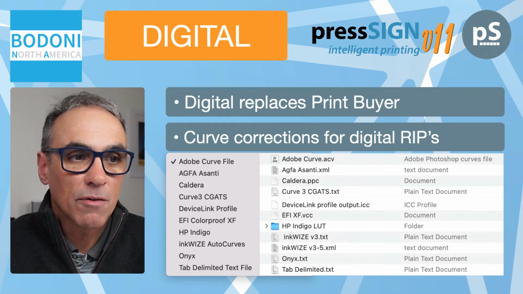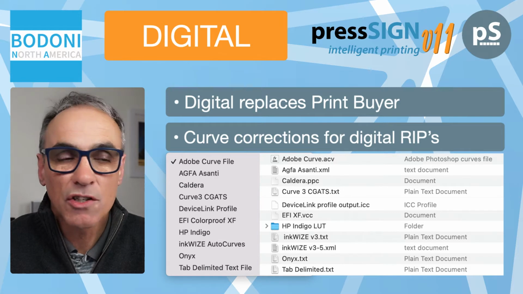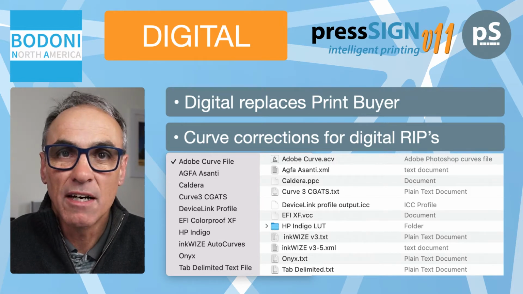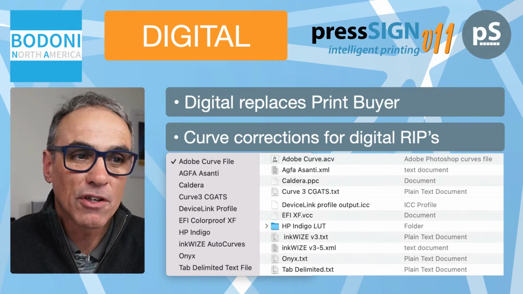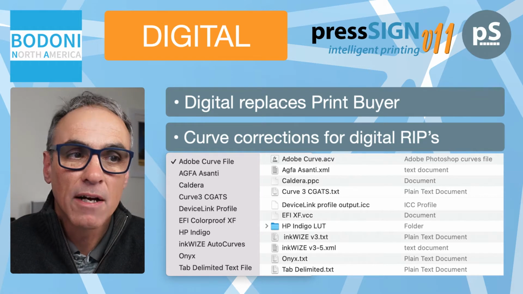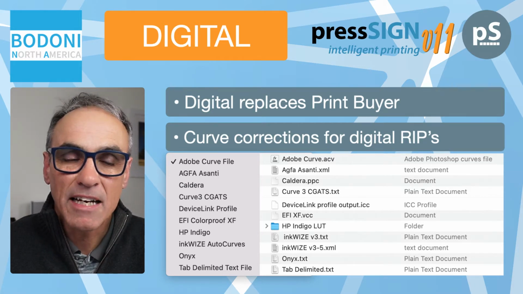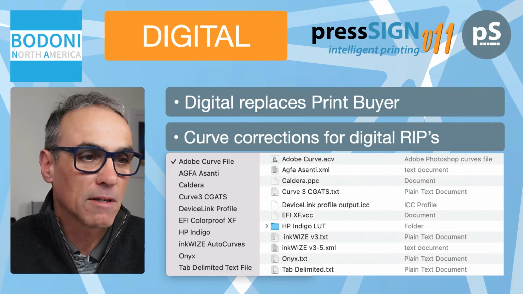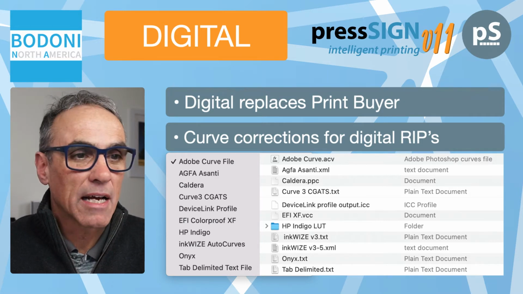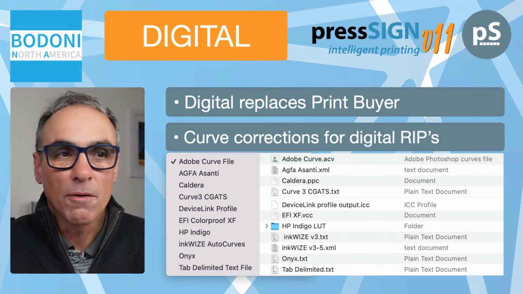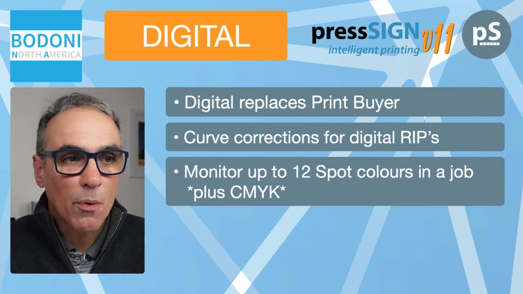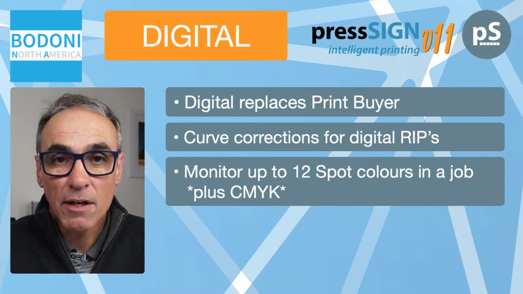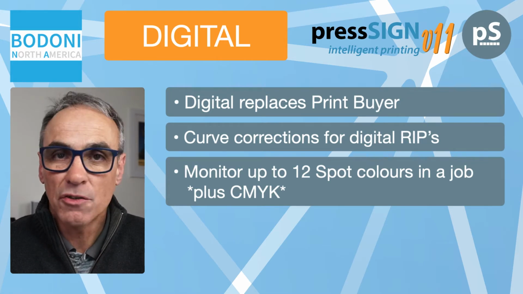Just going into the Inkwise, there were two versions of Inkwise, which is the digital information version of the software, and version 3 and version 3.5 are, one is text and one is an XML file. So anyway, have a look at those and we will move on. You can now monitor up to 12 spot colors in a job plus CMYK with the digital version.